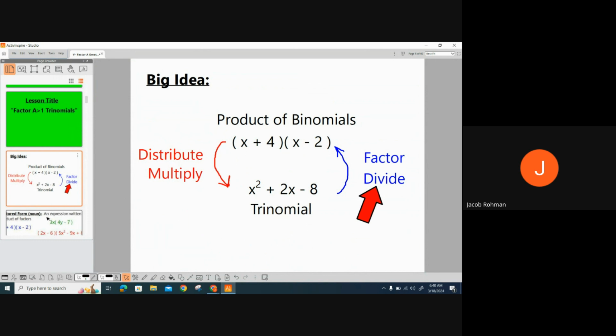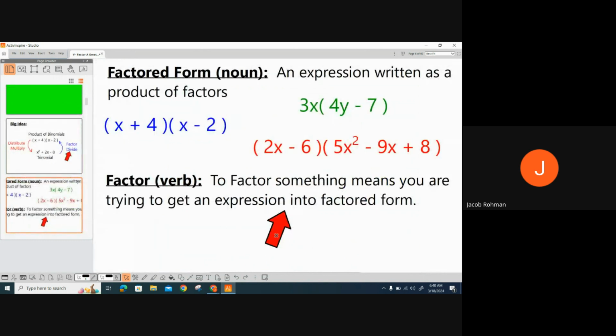Let's look at a couple of definitions to solidify this. Factored form is an expression written as a product of factors. Here you see in blue a product of two binomials, x plus 4 and x minus 2. Here you have a monomial, 3x, times a binomial, 3y minus 7. So there are two factors, a monomial and a binomial. And here you have a binomial times a trinomial. So again, two factors. The verb to factor something means you're trying to get it into factored form.